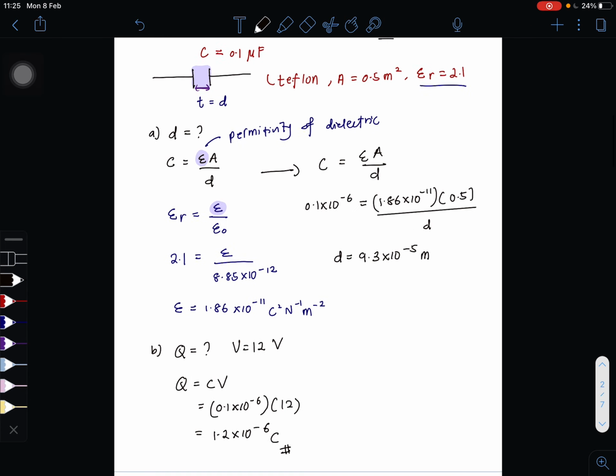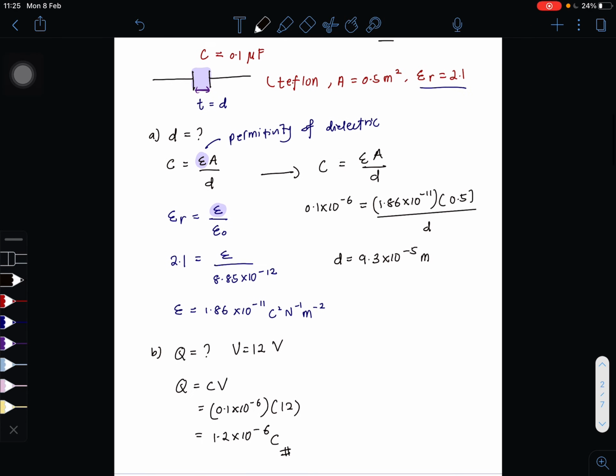Okay, so that will be the solution for example 11. Thank you.